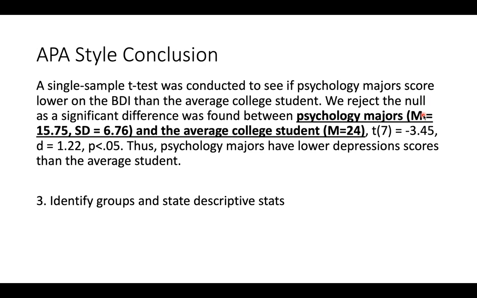it's difficult to make X bar on a keyboard. Psychology majors had a mean score of 15.75 on the BDI. They had a standard deviation, which we calculated by hand, of 6.76. The average college student had a mean of 24 on the BDI. So we're giving our descriptive statistics for our two groups, both our sample and the population.